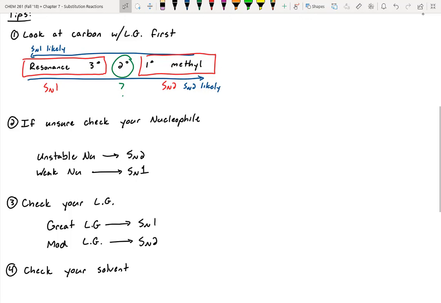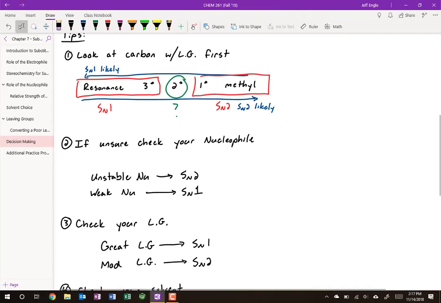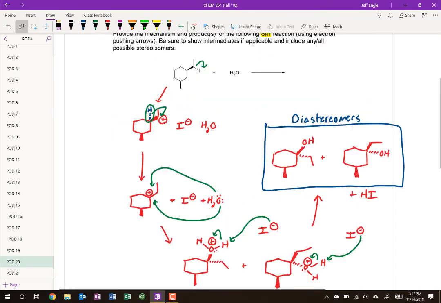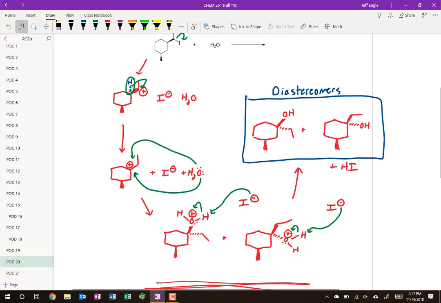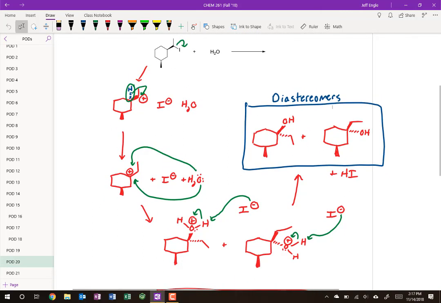And then in addition, let's go back and look at our pod super quick. If you remember, in our pod, sometimes you have steps where you have to do proton transfers as well. So sometimes you need to do simple acid-base chemistry to get to your final product. So make sure that if acid-base chemistry is involved, you show all of the appropriate acid-base electron pushing arrows, just like we practiced earlier this term.